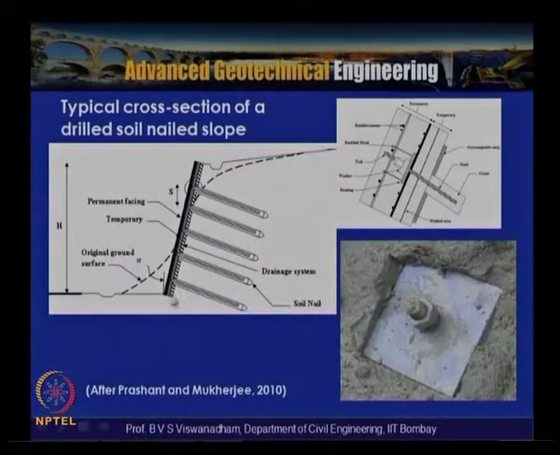This is a typical cross section of a drilled soil nail slope shown here, where this is the facing, and some geocomposite drains are used to facilitate the drainage of rainwater. And this is the close view of the nail head along with the nail bolting arrangement. So this is the nail head and nail bolting arrangement, a detailed view is shown here.